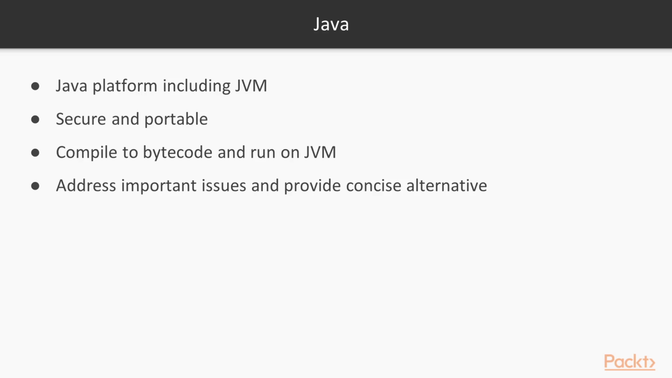A number of languages emerged in the last few years that aim to leverage the advantages of the Java platform. They compile to the bytecode and can run on the JVM. Kotlin aims to address some of the important issues in the Java language and provides a concise alternative. Next, we will take some of the important differences with the Java language and Kotlin.